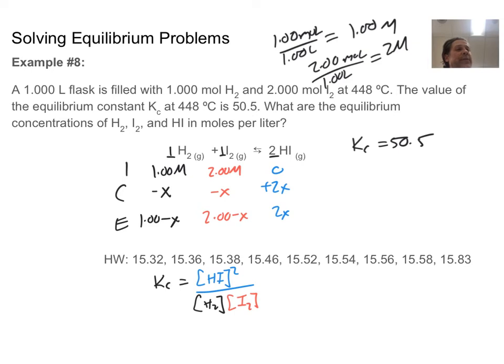So I'm going to plug in some things that I know. So I'm going to jump to the other page here. So, ICE table. When I look at my original concentrations, I have 1 molar for H2 and 2 molar for I2. It is going to be this set right here. I will post an answer key associated with this, and good luck.